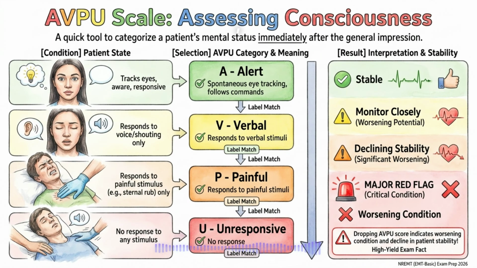An alert patient tracks you with their eyes, while a patient responding to pain might only groan when you rub their sternum. A dropping AVPU score is a major red flag for declining patient stability, and is frequently used in exam scenarios to indicate a worsening condition.